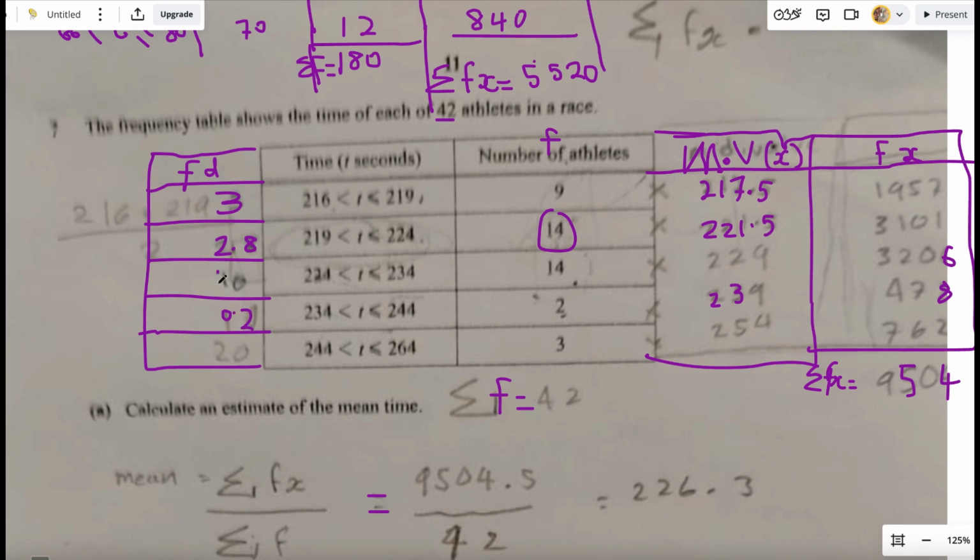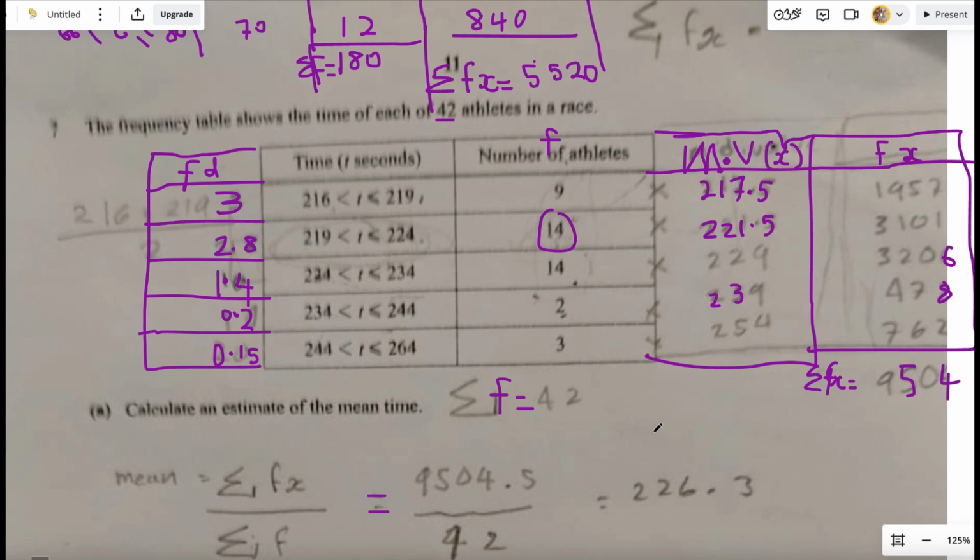This is 1.4. This is 0.2. 3 divided by 20, what do you get? Is it 1.15? Yeah, 1.15. Sorry, I said 1.15, 0.15 is what I want to say. So we get 0.15 for the frequency density, right? Now let's go back to our histogram.